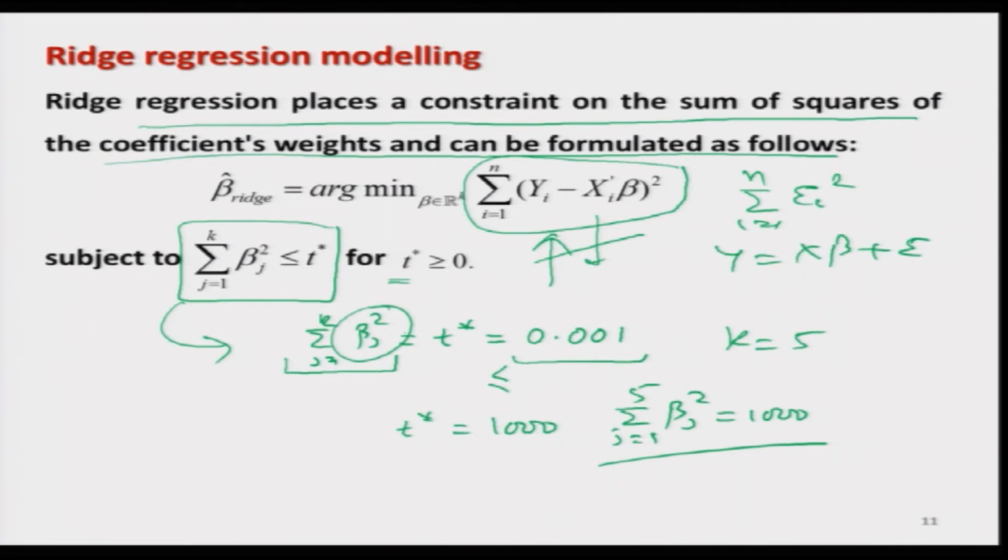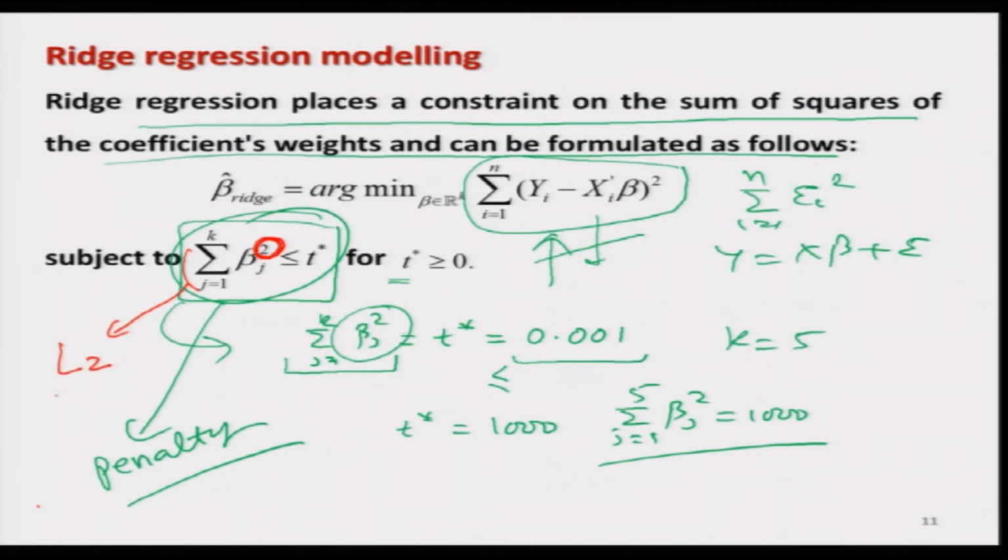So when we write down this condition, summation beta j square less than or equal to t star, this is called a penalty. Right. This is a constraint which has been given a new name, which is called a penalty. And you can see here, I am writing now in red color, this square. Because of this square, this constraint is called an L2 penalty.